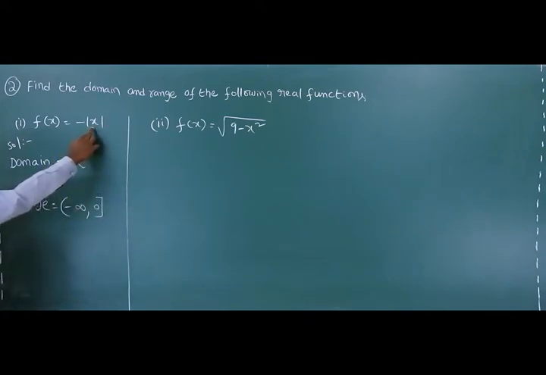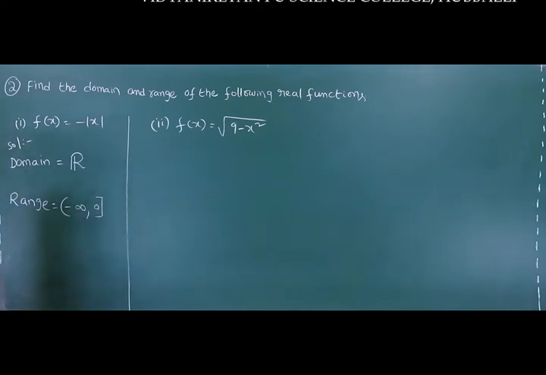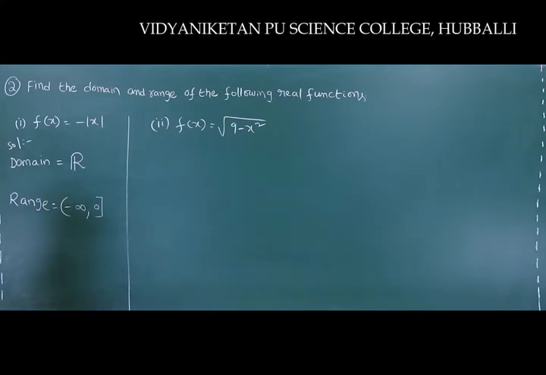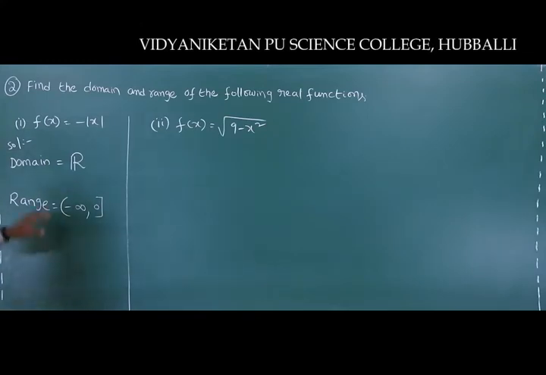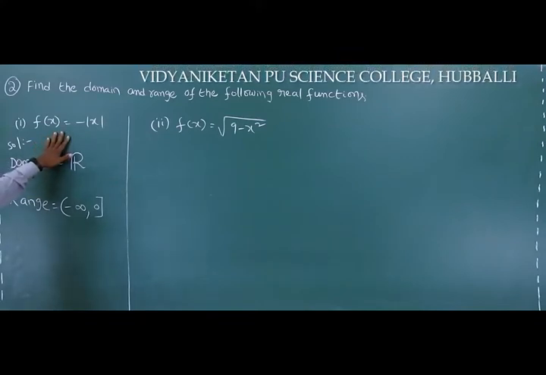If you write x is equal to 1, minus 1 is coming. If you write x is equal to minus 2, x equal to 3, minus 3. If you write x equal to minus 1, modulus of minus 1 is 1, but minus is there here, so minus 1 is coming. So, range of this function will be open minus infinity comma closed 0. That's all. Domain, it is defined for every value of capital R.